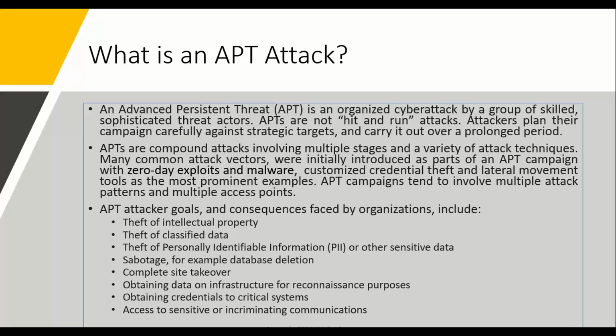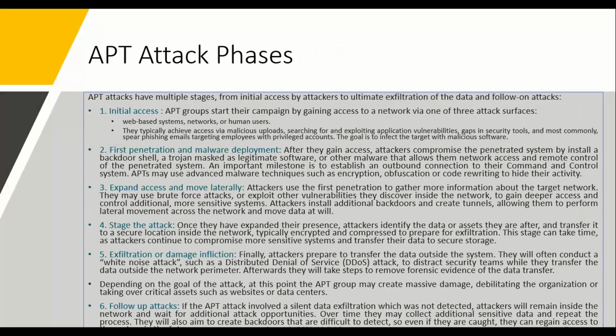It could be cyber warfare. Also, it could be organized crime, where some countries like the Korean countries or China are trying to plan some kind of attack on other countries or some of the top organizations, as we have seen in the recent past. So, what are the APT attack phases? These are the 6 phases in which an APT attack is executed, in multiple stages, from initial access by attackers to ultimate exfiltration of the data and follow-on attacks.